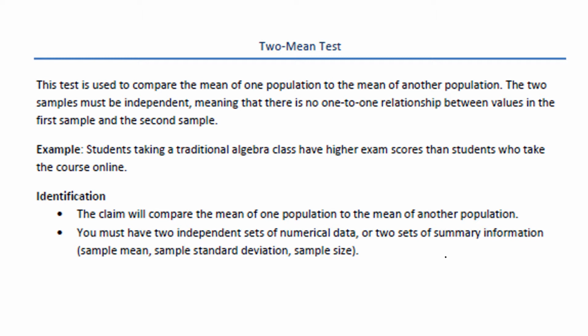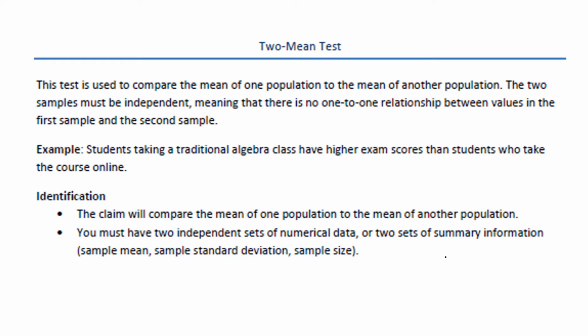An example of what a two-mean test might look like: students taking a traditional algebra class have higher exam scores than students who take the course online. We're comparing one group to another group, and there's no pairing of the data because for a student in the traditional class, there's no one particular student we should match that student up with in the online class. Also, it's different from a one-mean test in that we're not saying students taking an algebra class have a mean score above 80. Right? We're not comparing a population to a number, we're comparing a population to another population.